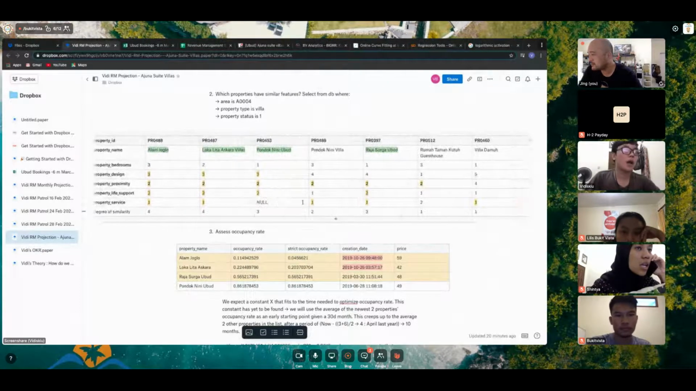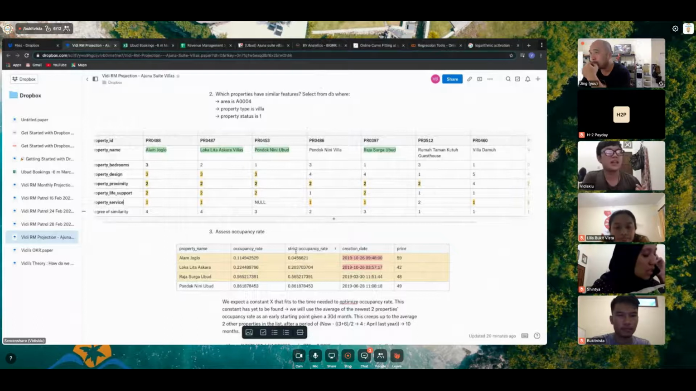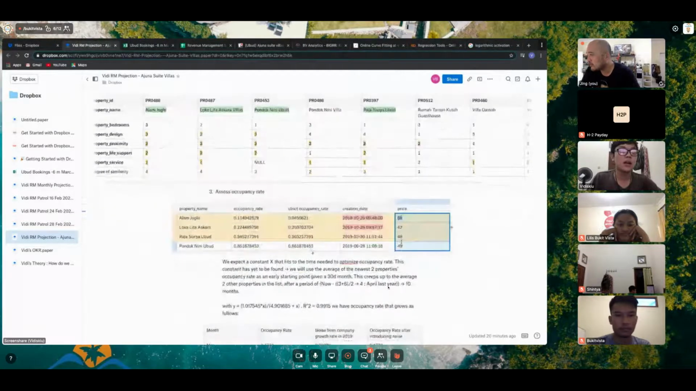So from there, I took the occupancy rate. The strict occupancy rate basically considers the days before the first check-in in the past 6 months, and the days after the last checkout in these past 6 months. So these are the prices of those listings.